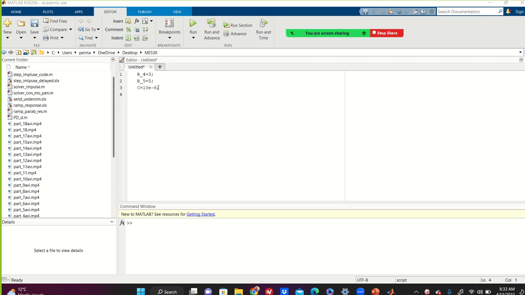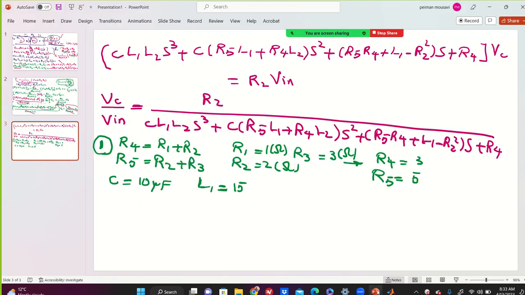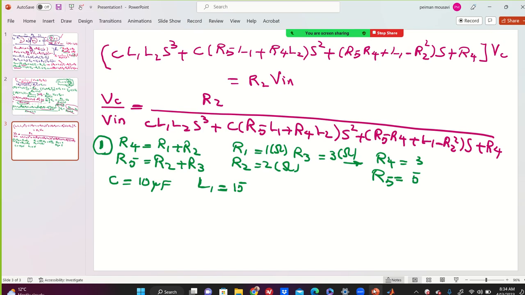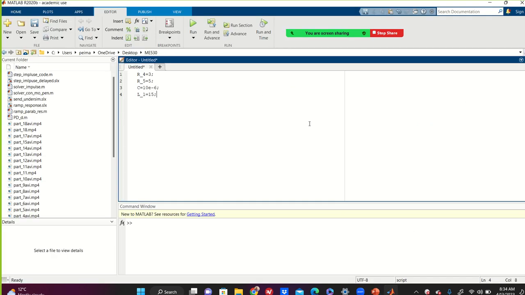So 10 microfarad means 10 to the power minus 6. I want to make sure that's around. L1 is 15, I said. But I have to select another number, L2. L2 is, I don't know, 100. So L2 is 100.